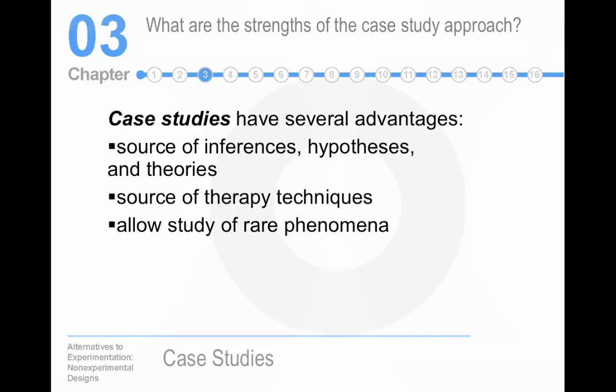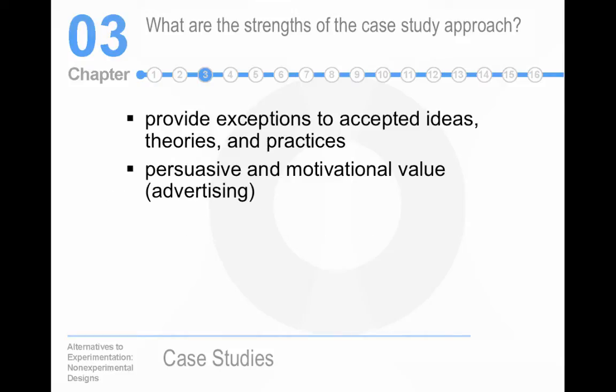And then Albert Ellis developed his theory of rational emotive behavior therapy from case studies also. That's important because Ellis and Beck really are the founders of all cognitive behavioral therapies, which is the dominant school in therapy today. They provide exceptions to accepted ideas, etc.